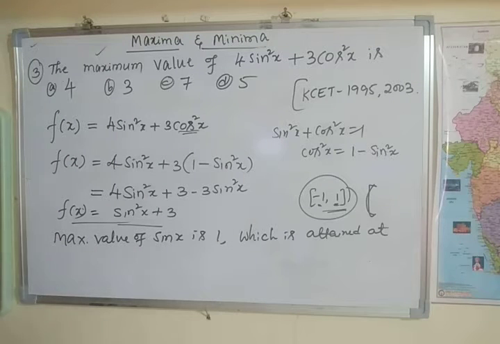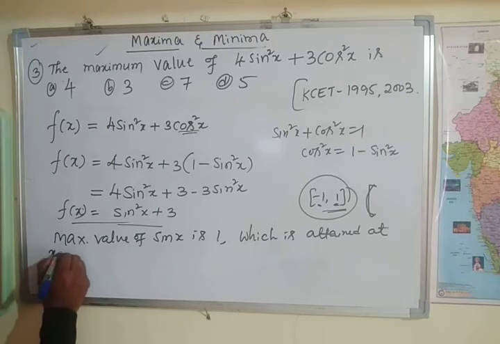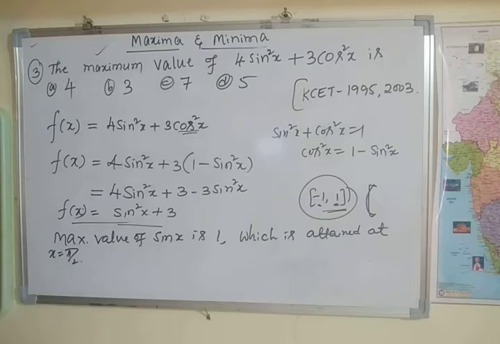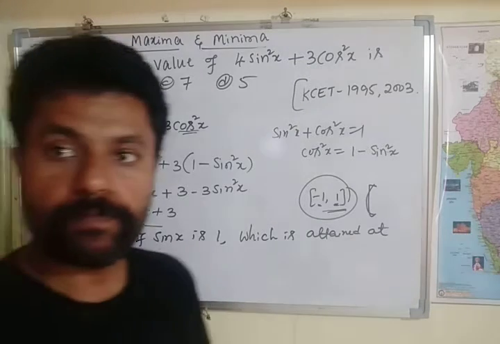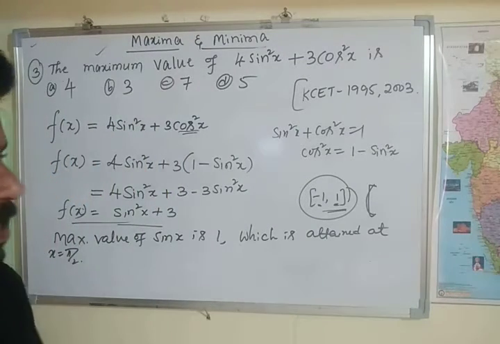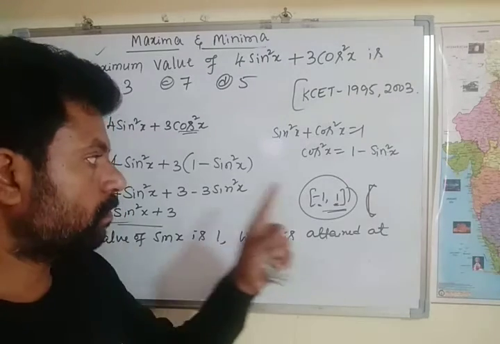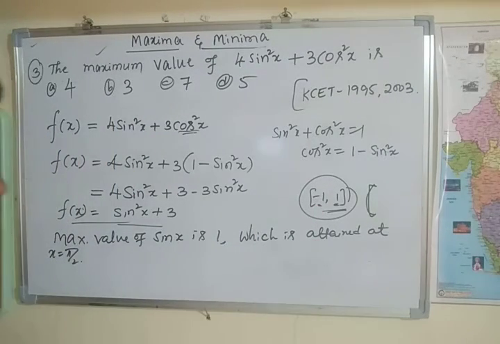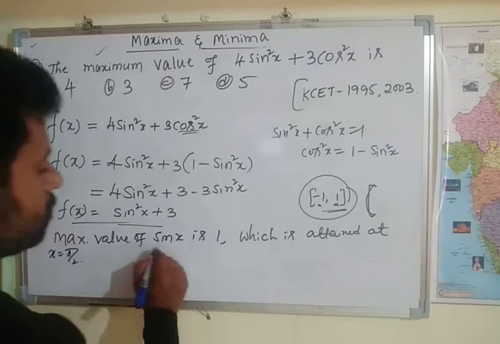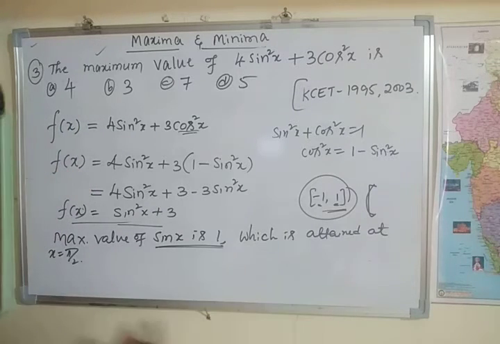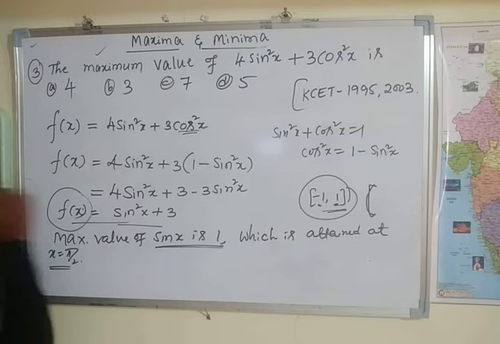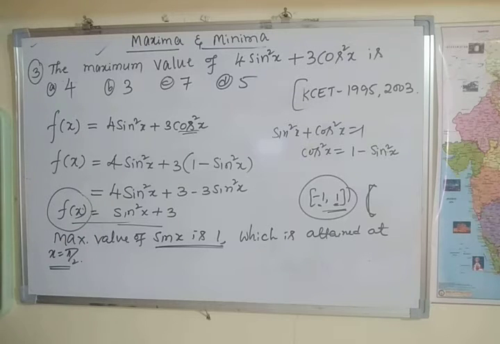at x is equal to pi by 2. The range is pi by 2, maximum value is 1. So this is the domain result. Minimum range is minus pi by 2, minimum value is minus 1. Now the maximum value of sin x is 1, which is attained at x equal to pi by 2. But what is the maximum value of f of x? Now we have to find the maximum value of f of x, not sin x.